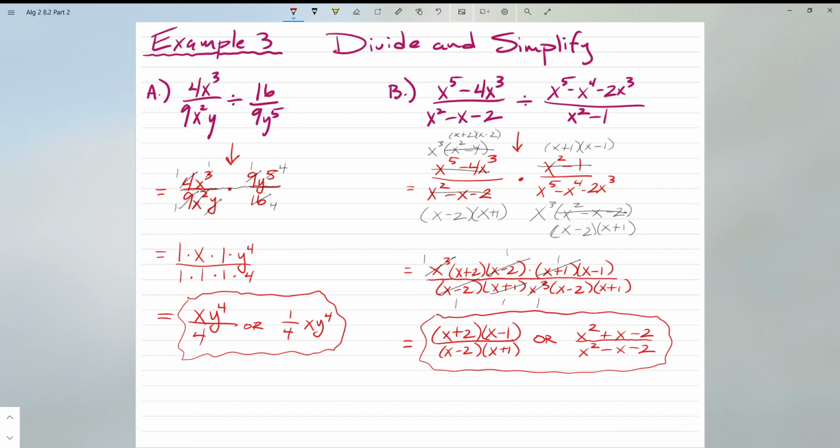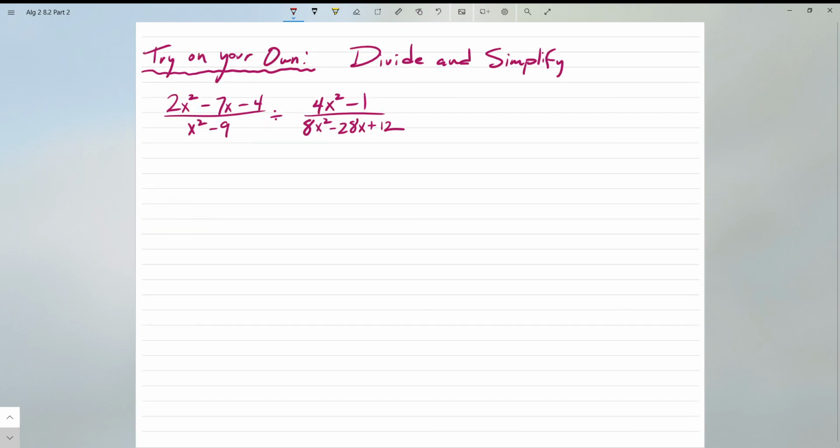All right, excellent. Let me put one up for you guys to try. I put one of each style for you guys to try. Why don't you pause it right here? Oh, I did not put one of each style. I put one of the harder ones.